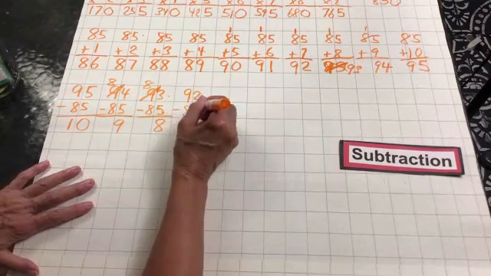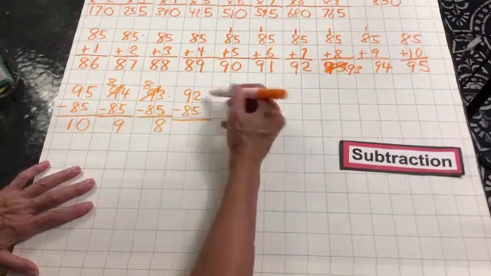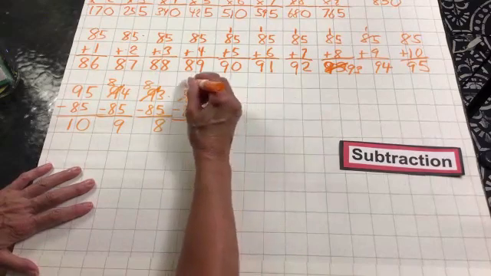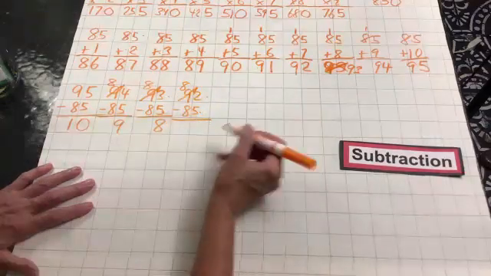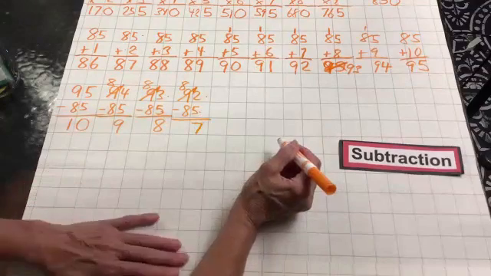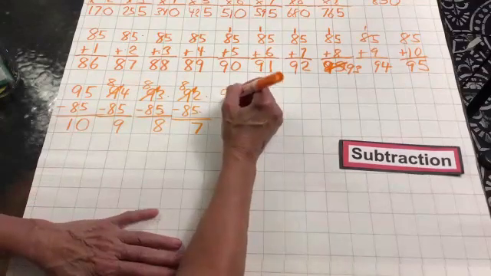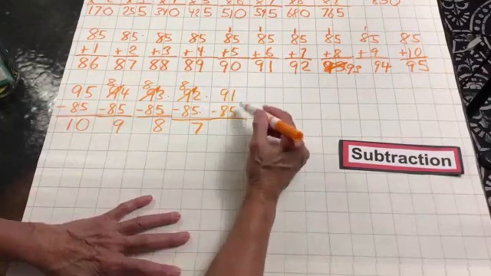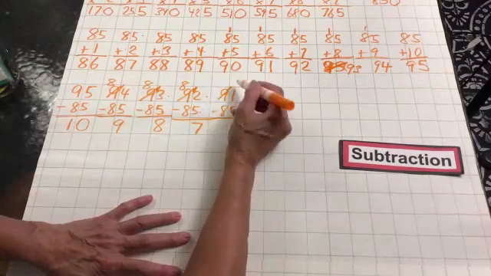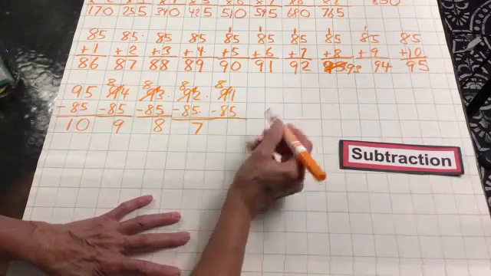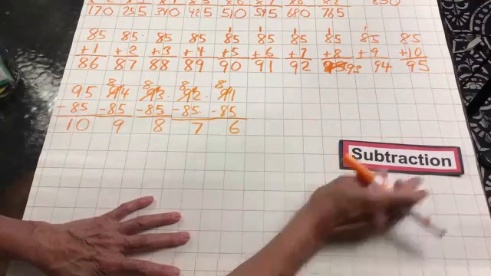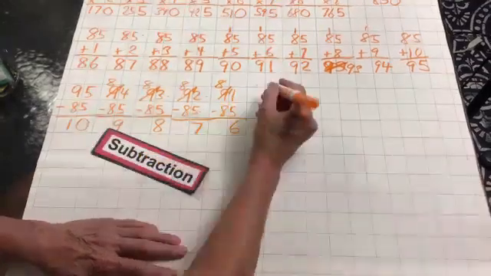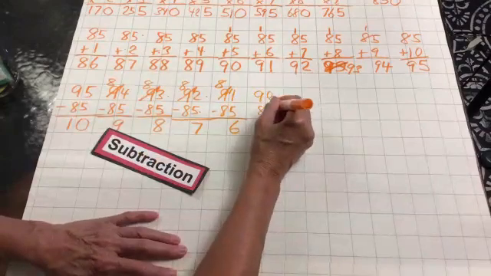92 minus 85. 5 from 2 cannot do. Borrow from the 9, leaving 8, making that 12 minus 5 is 7. 8 minus 8 is nothing. 91 minus 85. 5 from 1 cannot do. Borrow from the 9, leaving 8, making that 11 minus 5 is 6. 8 minus 8, nothing.